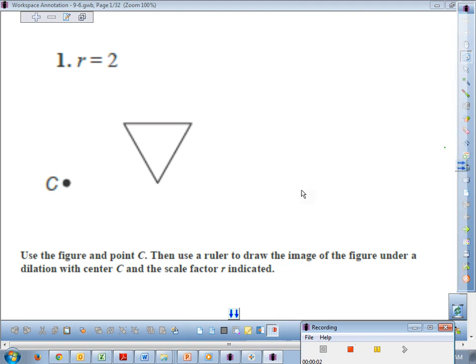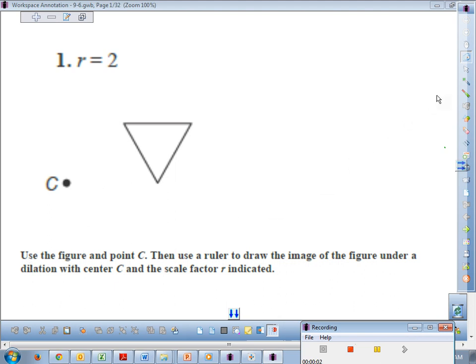Alright, this is 9-6 in advanced geometry. Today we're doing dilations, and a dilation is going to make something either get bigger or smaller. You can kind of think of it like if your pupils get dilated, they get bigger or smaller. So it is not an isometry, and here's what they tell us to do.